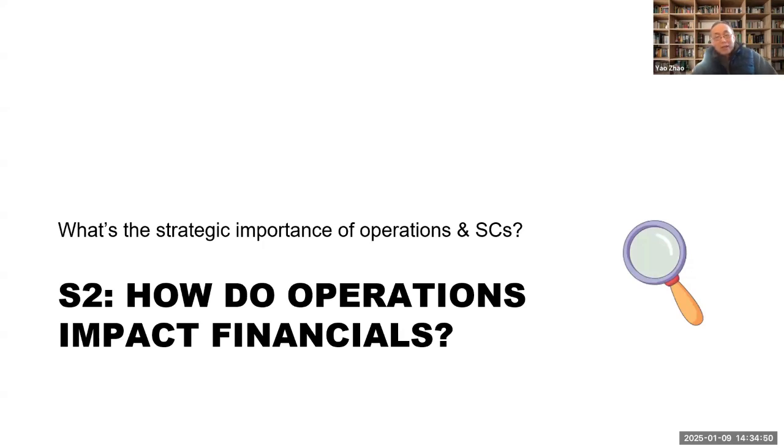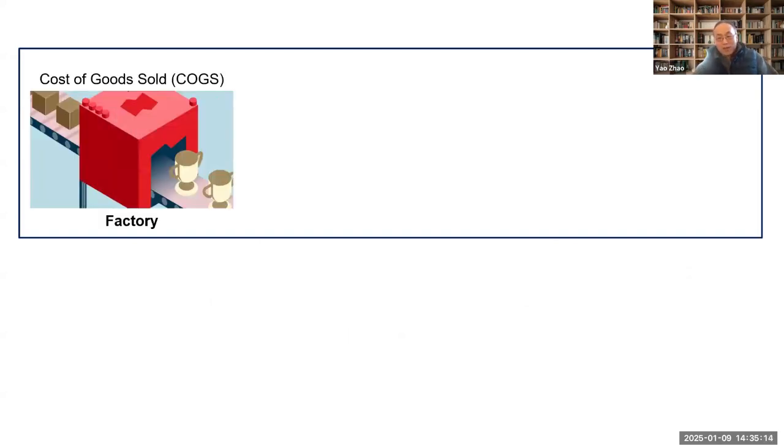Now let's look at our step two, which is how operations affect financials. Alternatively, we can answer the question of what is the strategic importance of operations and supply chains. Of course, I'm going to show you this famous graph. I'm sure everybody knows this, but not from the financials perspective. So the value chain.